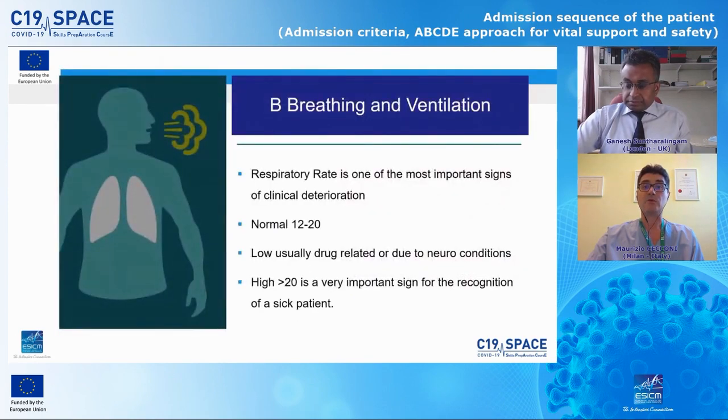Same thing going to breathing and ventilation, especially for patients with respiratory failure. This is really key. As we were saying before, for several reasons, the respiratory rate is one of the variables that is the most sensitive in changes when there is a clinical deterioration. It's normally kept between 12 and 20. A very low respiratory rate usually is related to drug usage like opioids or to neurological conditions. A high respiratory rate, and by high I mean something above 20, usually is a very important sign for the recognition of a sick patient.